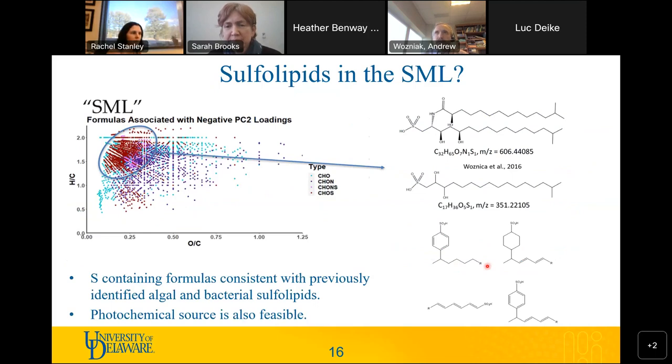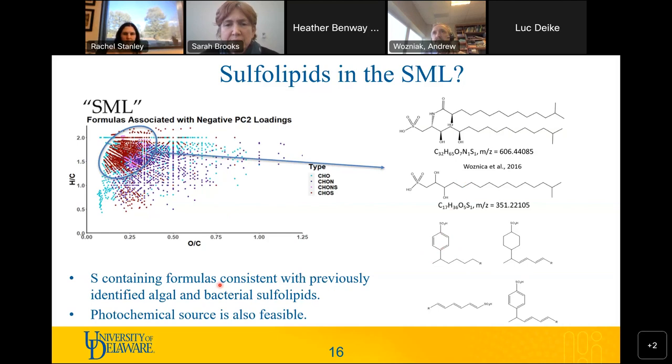So when we look into the literature for some of these sulfur-containing formulas, we find some potential sources in the form of sulfonolipids and sulfolipids. This paper here from Woznicka et al., who is potentially a distant relation, I would think. I have no idea. We can see some of these potential sulfonolipid compounds that they isolated from algal and bacterial cultures. At the bottom here, we have some additional figures of potential compounds that my student Nicole drew up as possibilities of structures that would satisfy the molecular formulas that we're seeing. We have no firm structural information, so these are purely hypothetical.